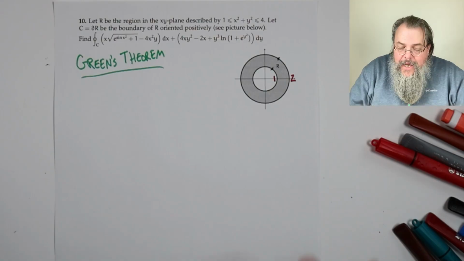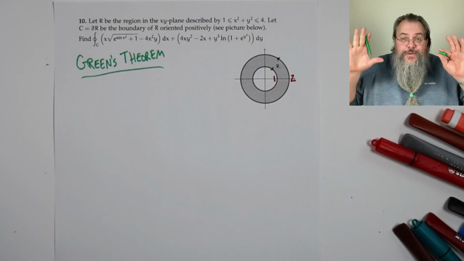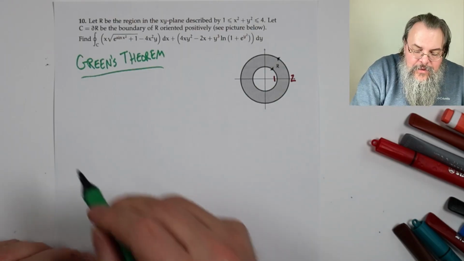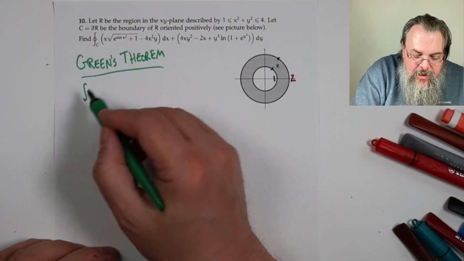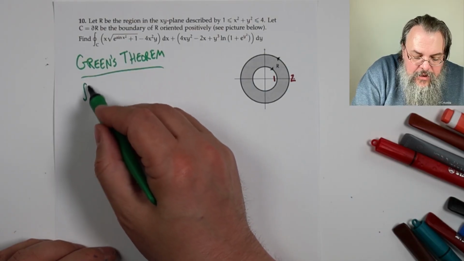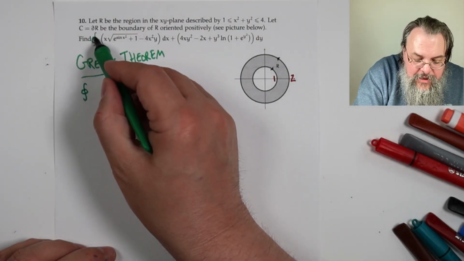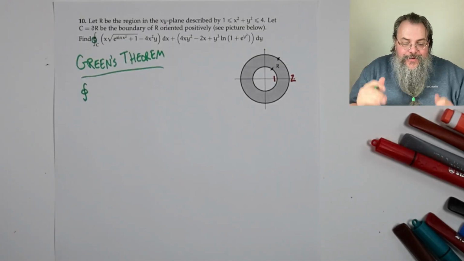So, and it's okay to have a hole. Green's theorem works with holey regions. That's okay. So, the idea here is the following. The integral along the boundary curve, and by the way, see that little halo there? That means it's a closed integral. That's also a clue for Green's theorem.